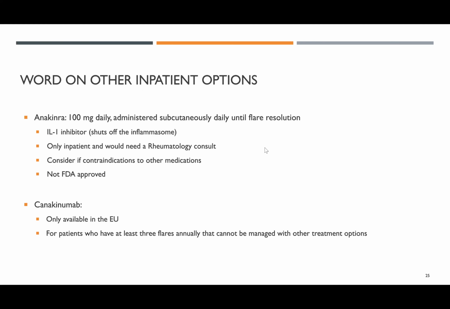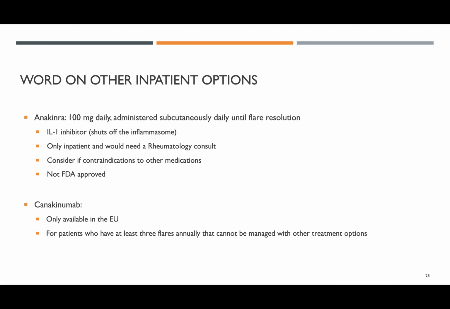But just a word on inpatient options, couldn't help myself. You can use anakinra. These two medications are both IL-1 inhibitors, so they stop the inflammasome from turning on. You can use anakinra in our hospitals. Need a rheum consult if you're considering that. But it's a good thing to have in your back pocket if they have a lot of contraindications like congestive heart failure, CKD.